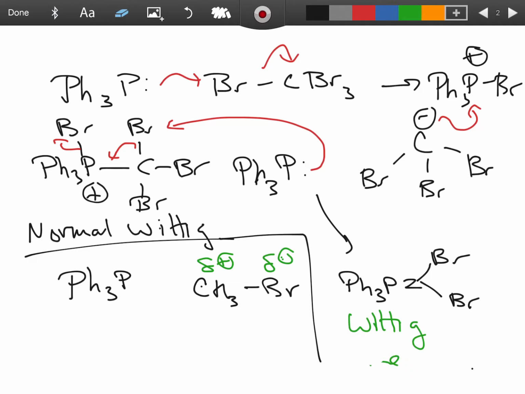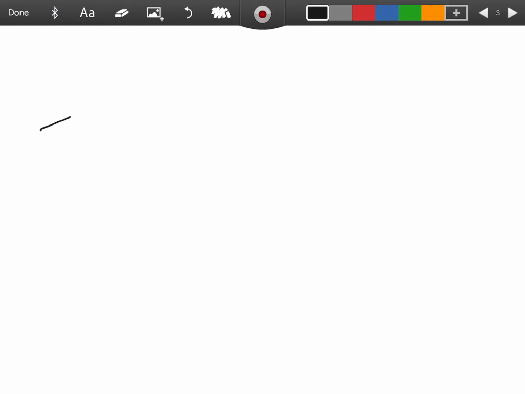Great, this is our ylide that we need to react with the aldehyde. Right, so this first part here was just to make the thing to react with the aldehyde. Now that we have that, we have our aldehyde, we have our triphenylphosphine. Oops.